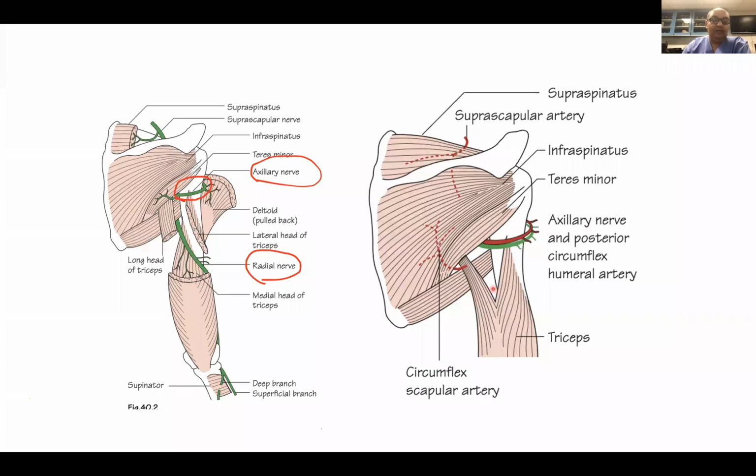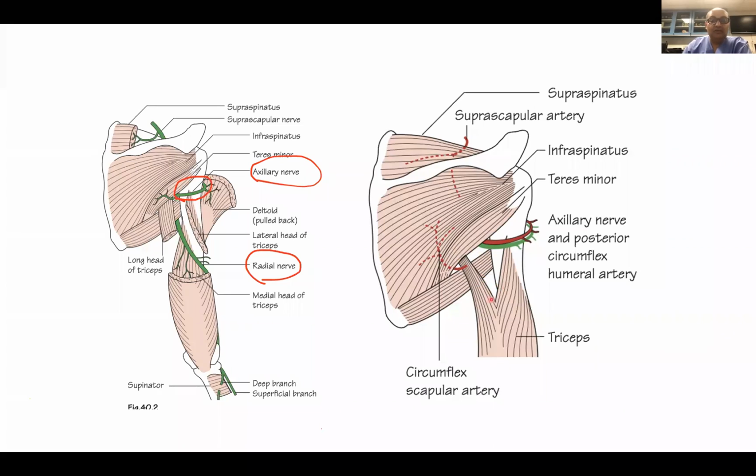So if someone asks you what are the boundaries of the quadrangular space, superiorly you have what? Teres minor. Inferiorly you have teres major. Medially you have the shaft of the humerus. Laterally you have the triceps. Which head of the triceps? So these are the boundaries of your quadrangular space.